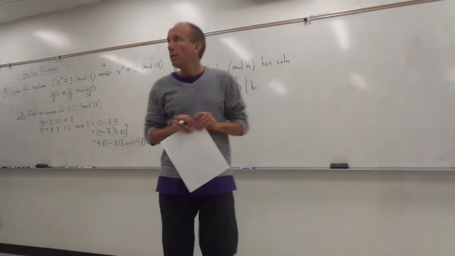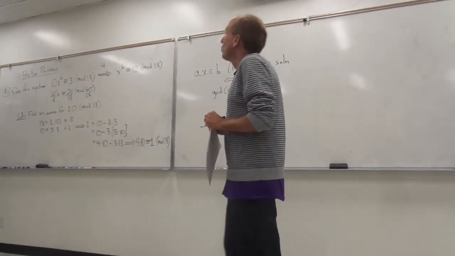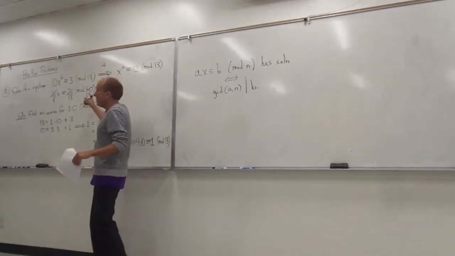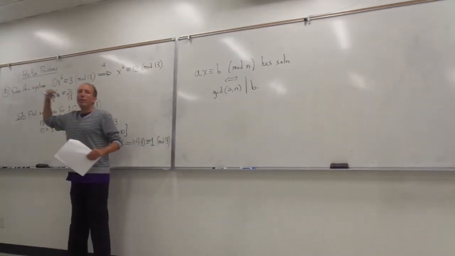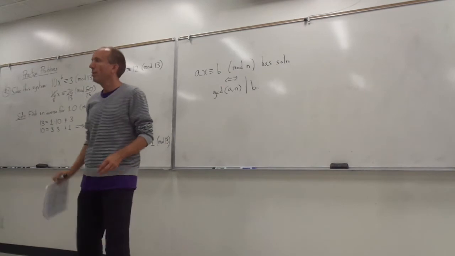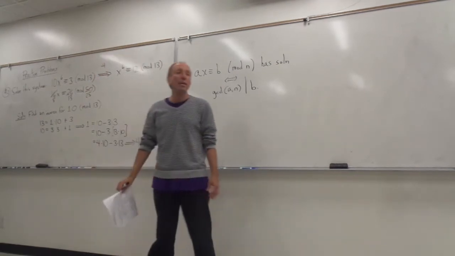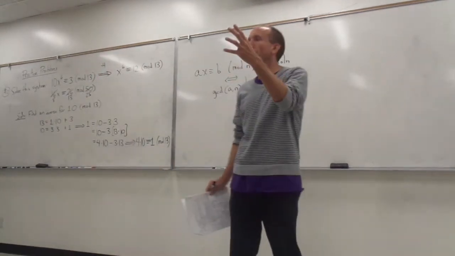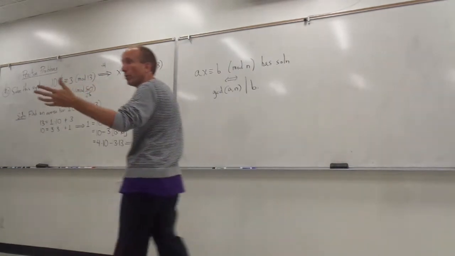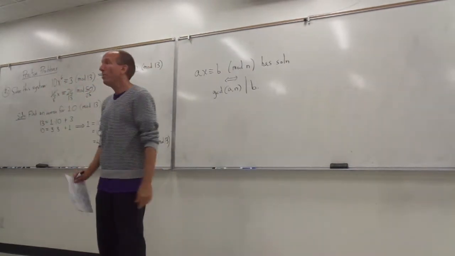So now in the world of mod 25, 8 will have an inverse. Can somebody tell me what it will be? Negative 3, right? 8 times negative 3 is negative 24, which is the same as 1 in mod 25.